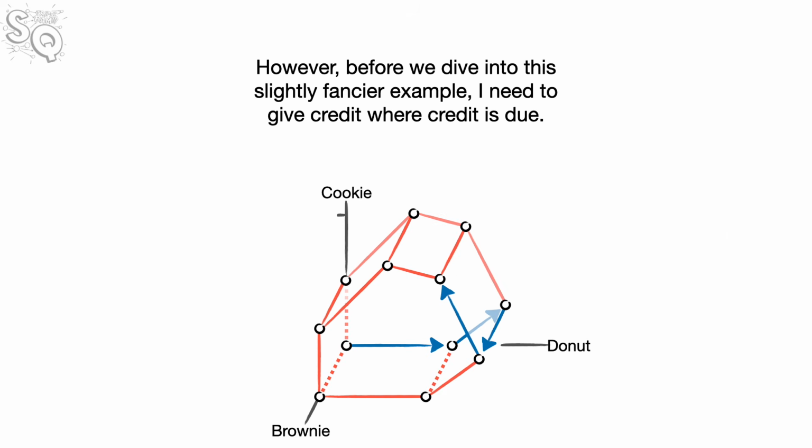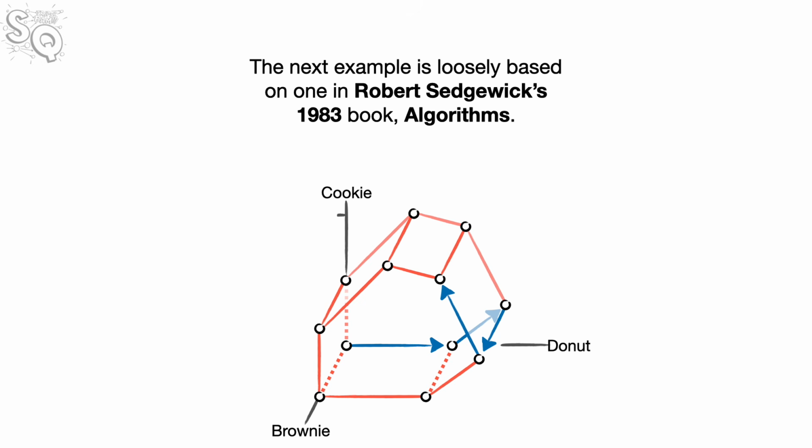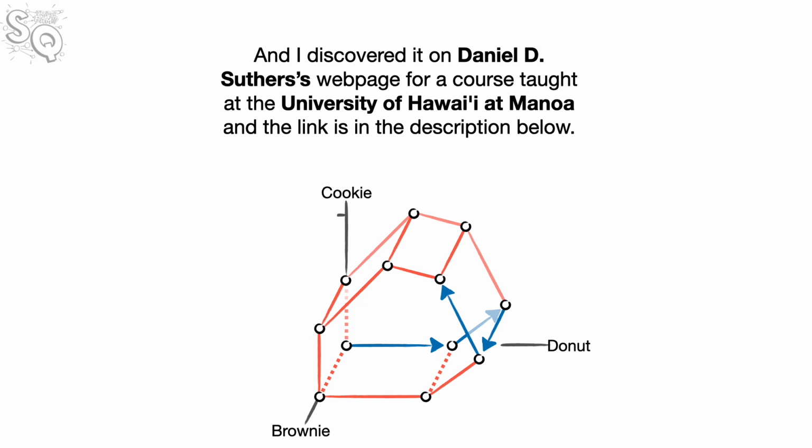However, before I dive into this slightly fancier example, I need to give credit where credit is due. The next example is loosely based on one in Robert Sedgwick's 1983 book, Algorithms. And I discovered it on Daniel D. Souther's webpage for a course taught at the University of Hawaii at Manoa, and the link is in the description below.